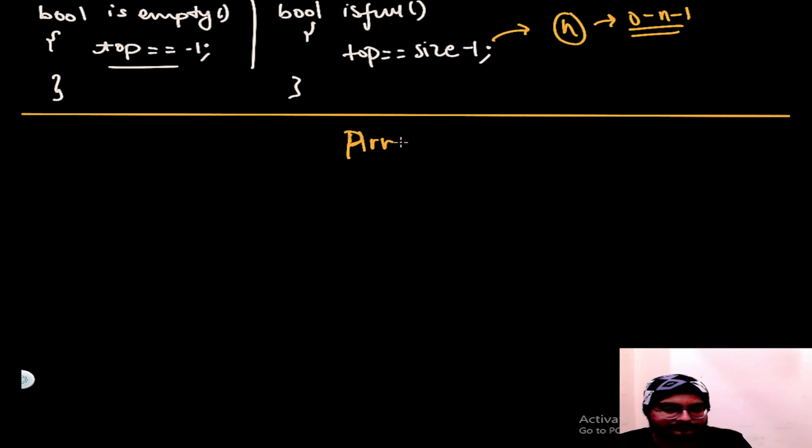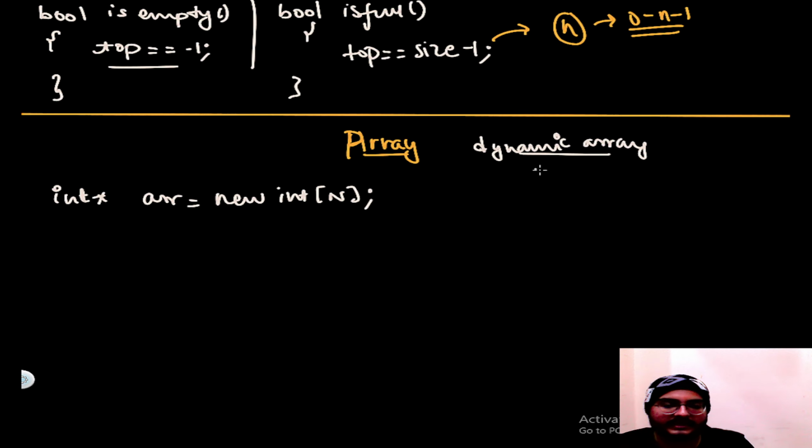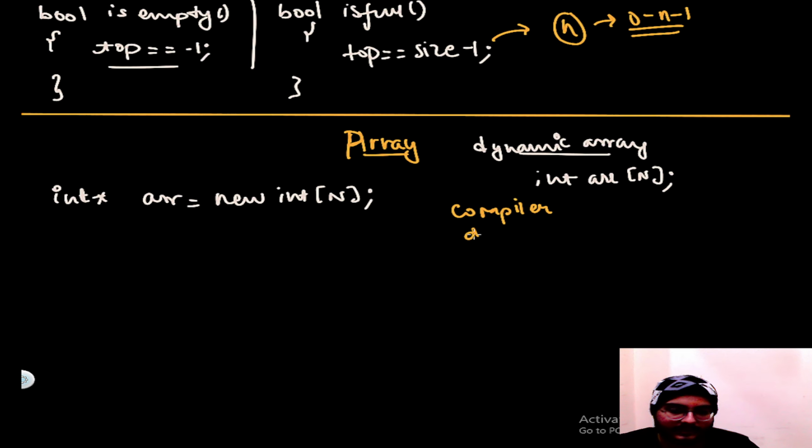Now I want to make sure that you know I will be using the dynamic array. Why dynamic array? Dynamic array means I will do something like this: integer pointer array is equal to new integer of size n. Why am I doing this when I can do int array of n? This is a compiler dependent decision.